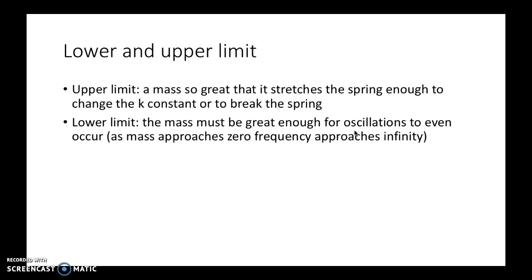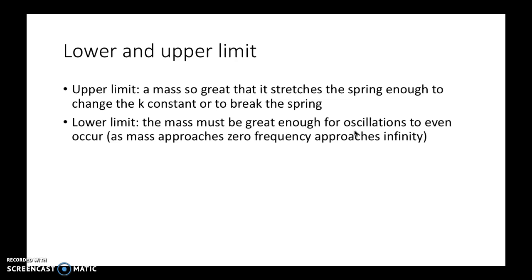Lower and upper limit. The upper limit is a mass so great that it would stretch the spring enough to change the K constant. We would say that the rubber band or any sort of spring is elastic, and for something to be elastic, it can go back to its original shape and it would maintain its K constant. But if you took it too far, you would stretch it out and actually change the structure of it, and so the K constant could change. This would change your values, or if you broke it, obviously it wouldn't work either. Also, changing the length of it would alter it too, but that's not what's being asked here.